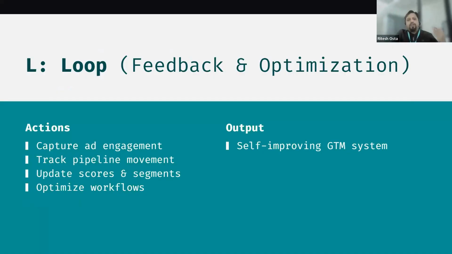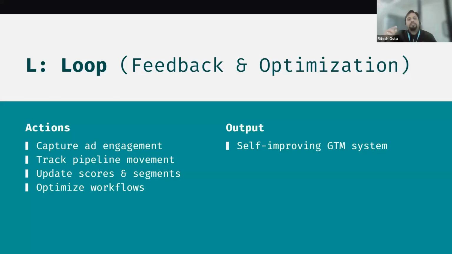Capture ad engagement, track pipeline movement, update the scores segment, optimize the workflow. So see which segment is really moving, which segment is really affecting the pipeline. See which ads are really creating engagement. And then based on that, you get this continuous feedback loop. And then the GTM system can be trained to self-improve itself, right?